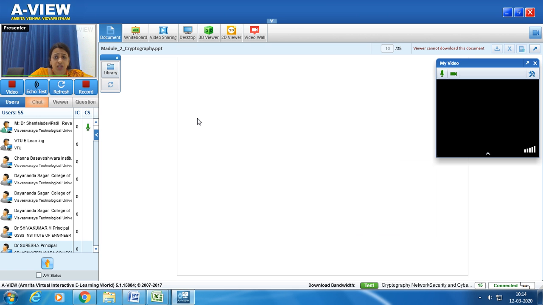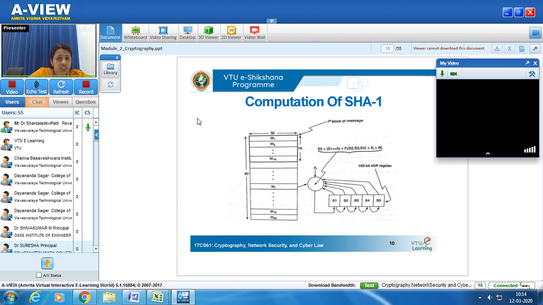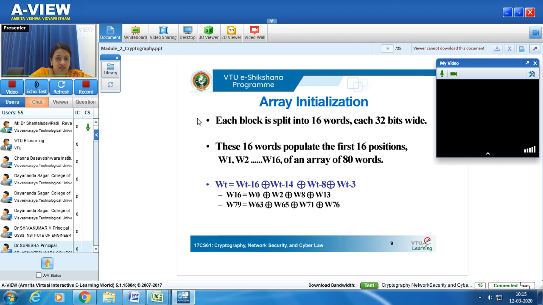For our reference, we have considered that the words go from W0 to W15. So we have calculated for W16. Similarly, we can calculate for the last word also. So any word after W0 to W15 can be calculated using this particular equation.